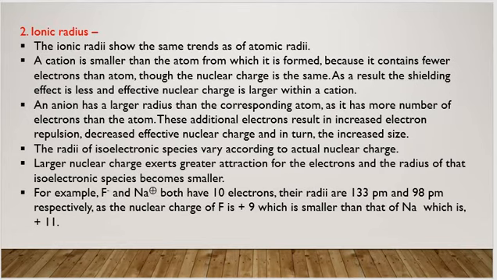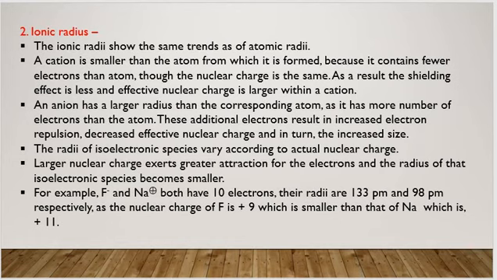Whereas an anion has a larger radius than the corresponding atom. It has more electrons than the original atom. These additional electrons result in increased electron repulsion, which decreases the effective nuclear charge, and then the size also increases.